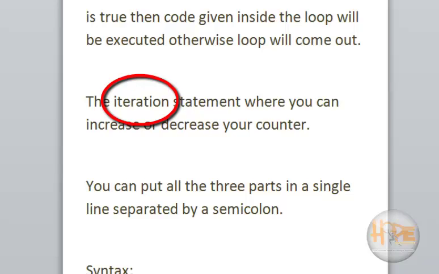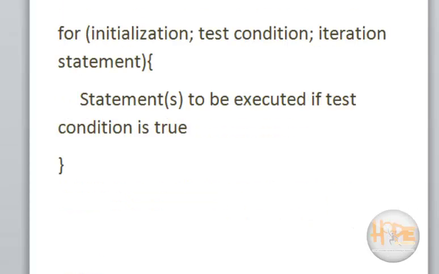Next, iteration. The iteration statement is where you can increase or decrease your counter. You can put all three parts in a single line separated by semicolons. Here, this is the syntax of the for loop.